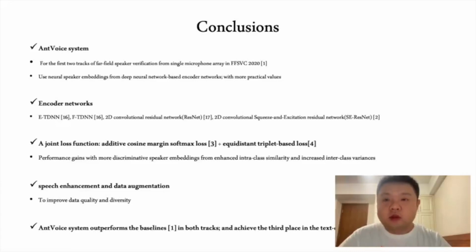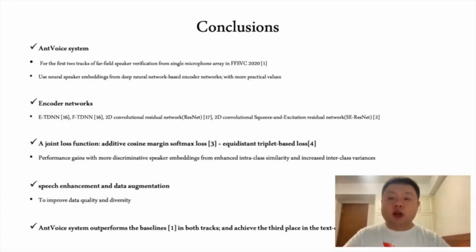Conclusions. We present the AntVoice system for the first 2 tracks of far-field speaker verification from single microphone array in FFSVC 2020. We use neural speaker embedding from deep neural network-based encoder networks. It has more practical values. We use 4 encoder networks: ETDNN, FTDNN, 2D convolutional residual networks, ResNet, and 2D convolutional Squeeze-and-Excitation residual networks in this work.